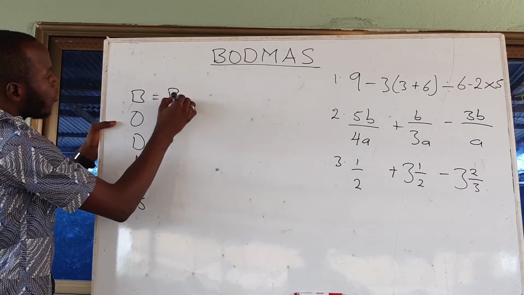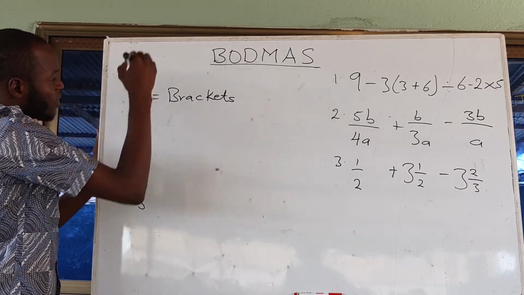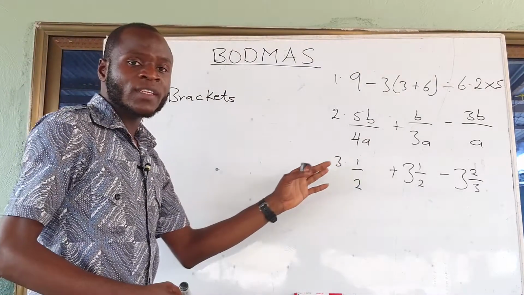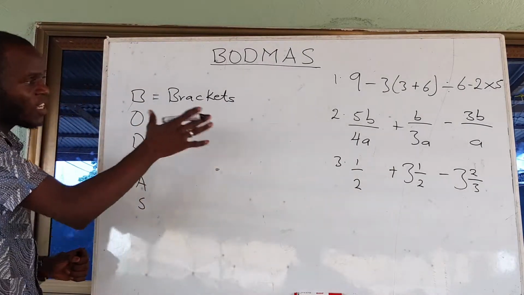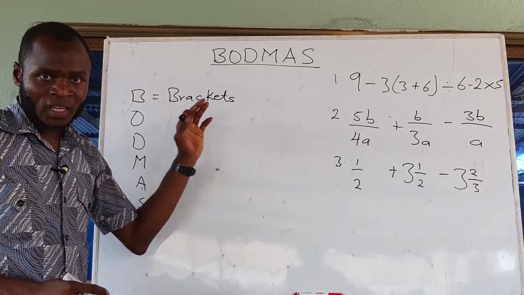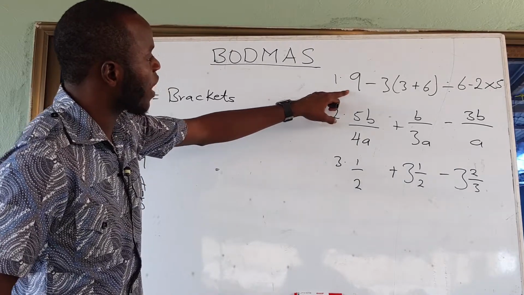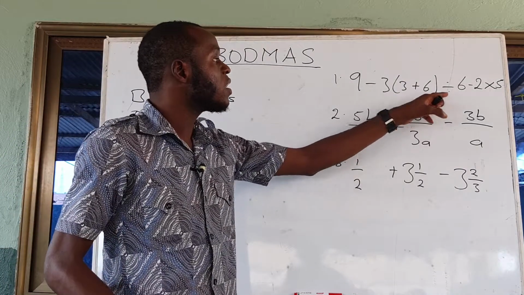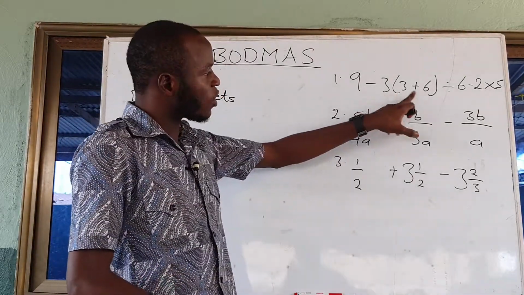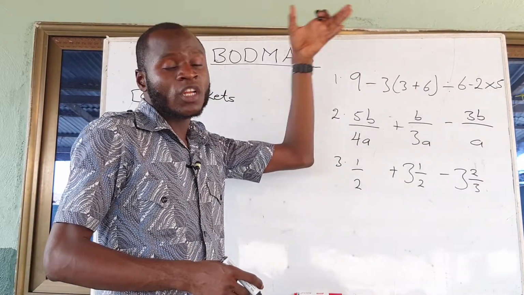B stands for brackets. So what it means is, if you have any mathematical expression and there is a bracket in the expression, what you need to do first is to get rid of this bracket before you proceed. So you look at the expression. If for instance this question is given: 9 minus 3 into bracket 3 plus 6, divided by 6 minus 2 times 5, firstly you need to make sure you get rid of the brackets before any other operation.